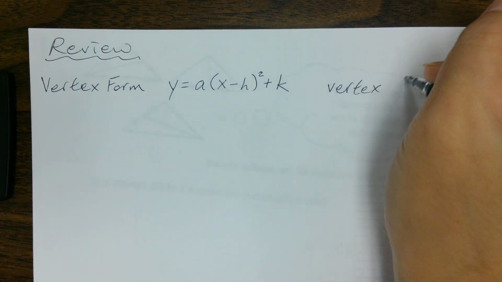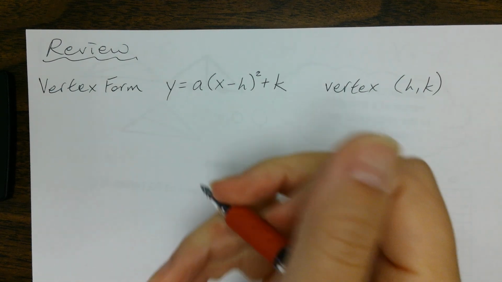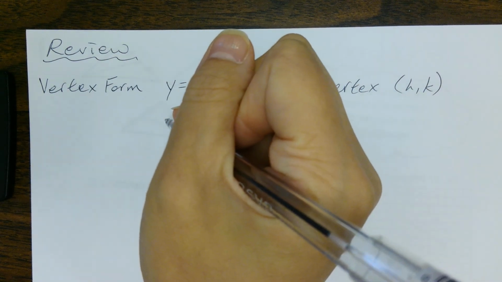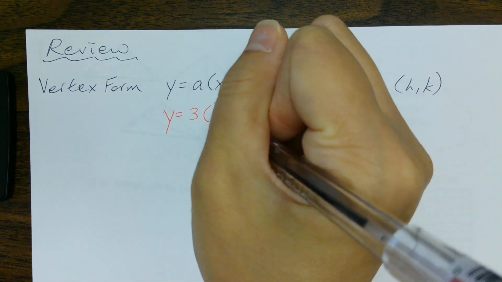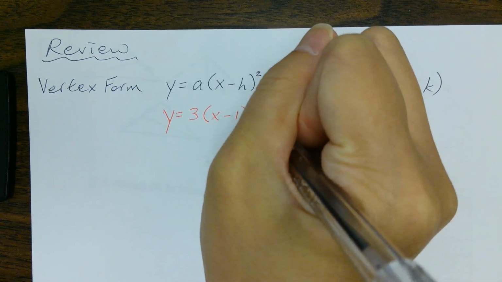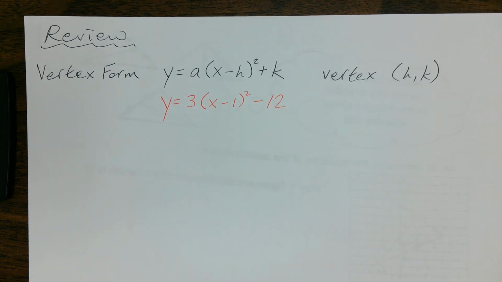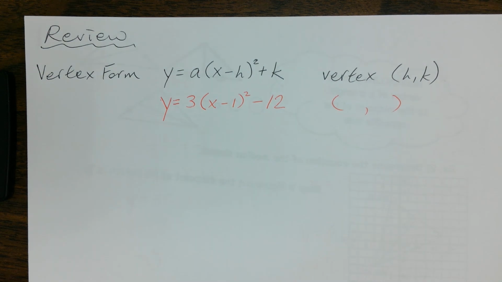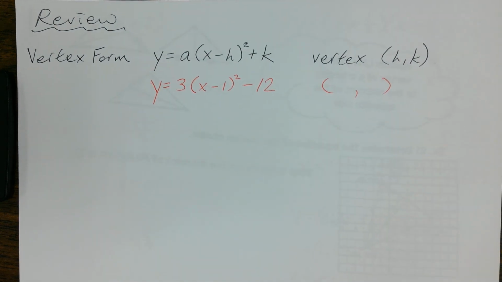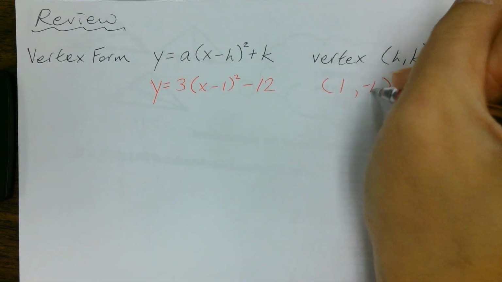Vertex form tells us the vertex, and in this case, it's just h, k. So an example would be y equals, yeah, so copy this down, guys. This will help you when you study for your test. So if I give you this example right here, what's my vertex? Miriam? 1 and negative 12. Perfect.